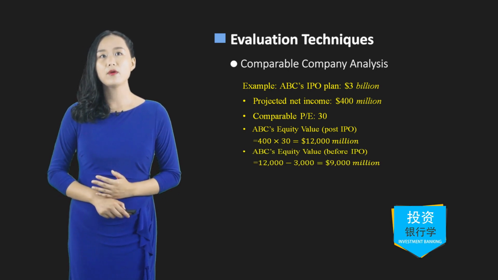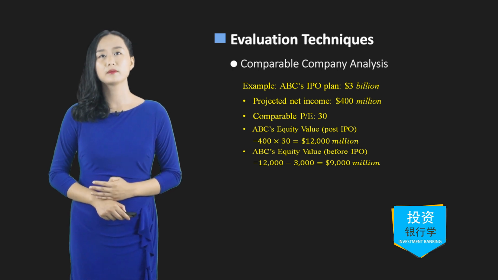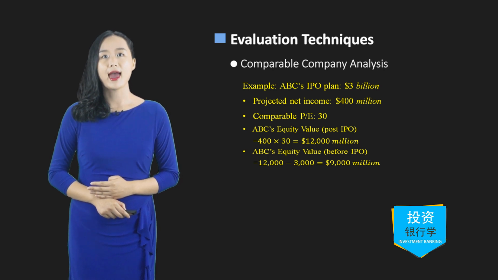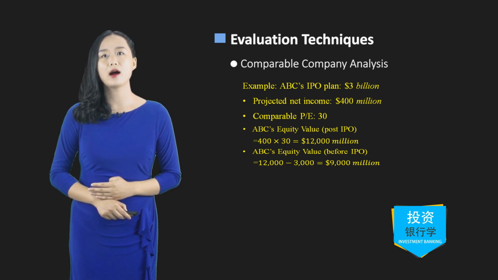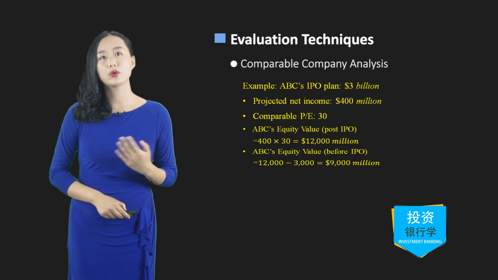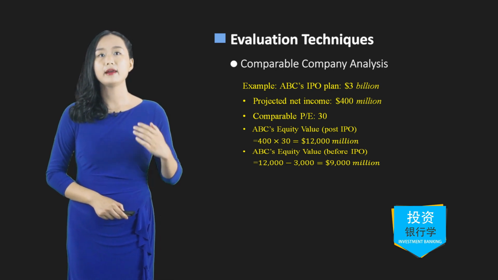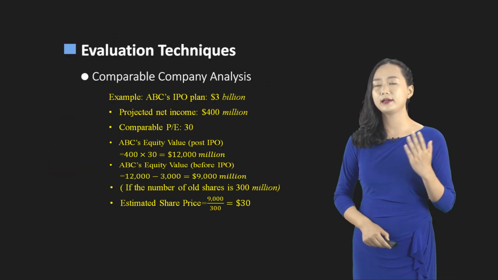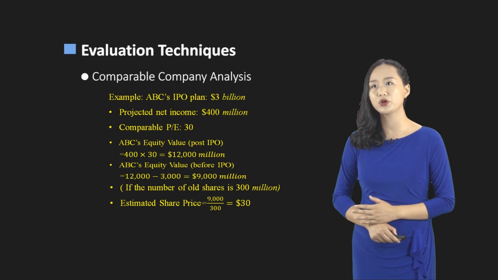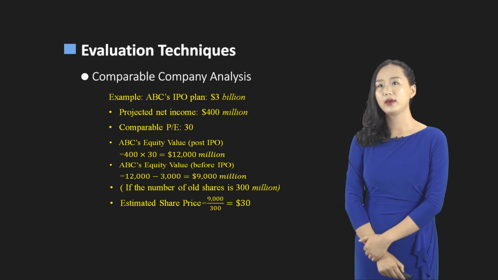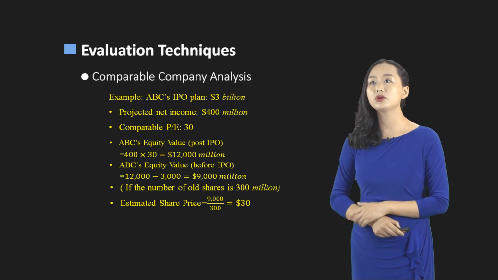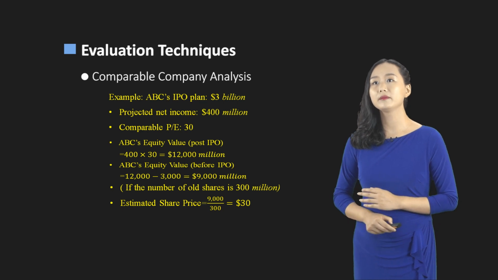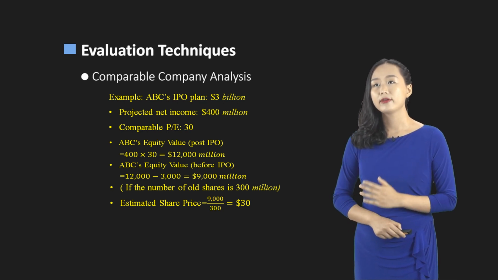And the equity value of company ABC before IPO should equal the difference between its post-IPO value and the value of fund raised from IPO, which equals 12 minus 3 and equals $9 billion. If company ABC has a total number of 300 million shares outstanding before its IPO, then the share price of ABC should equal 9 billion divided by 300 million and equal $13 per share.